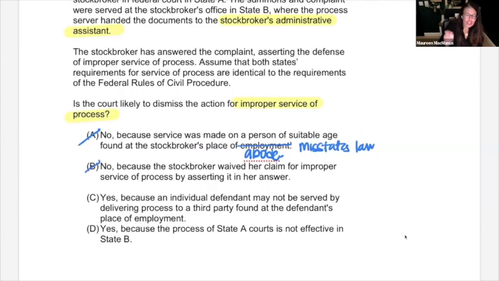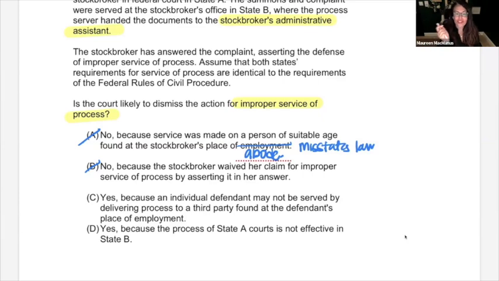That's also not true. You can raise the defense of improper service of process by asserting it in your first responsive pleading, which may be, or in a motion. So it could be in a motion to dismiss for improper service of process or one of the Rule 12 motions, or asserting it in your answer.